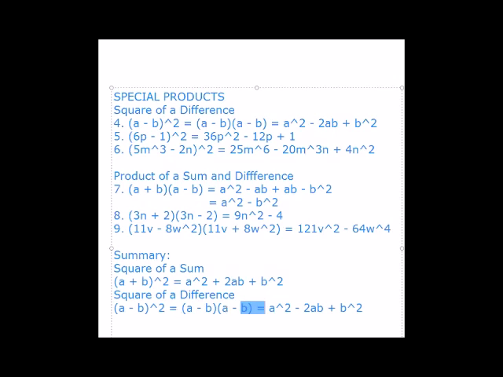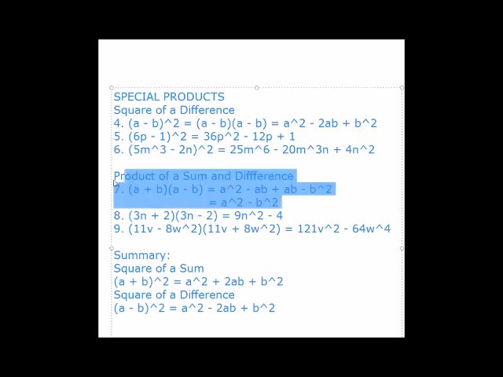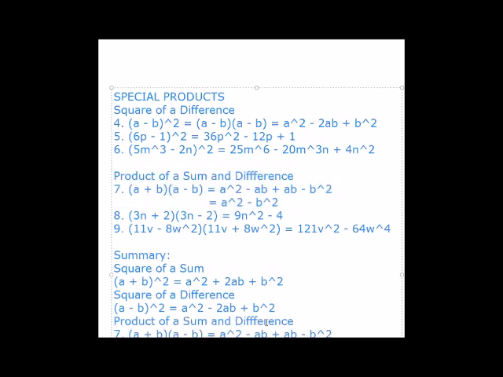Next, the third one is the product of a sum and difference. So we have (a + b) times (a - b) is equal to a squared minus b squared.